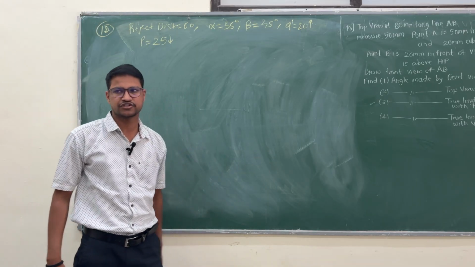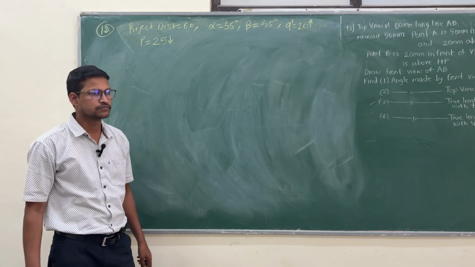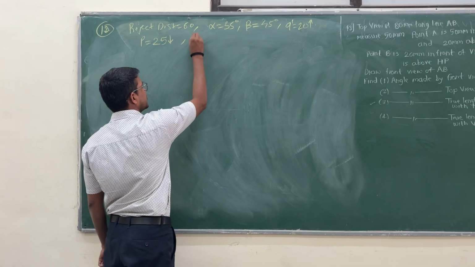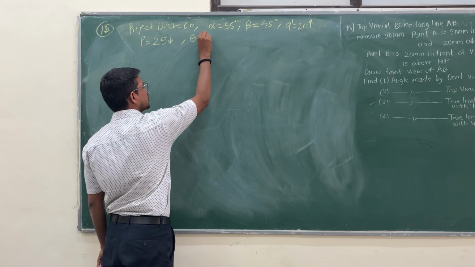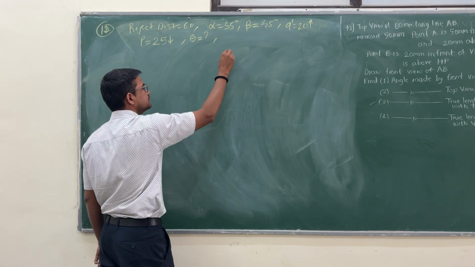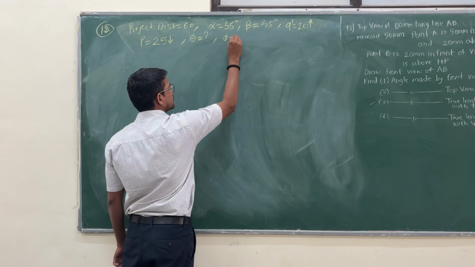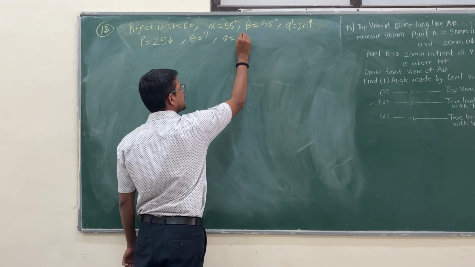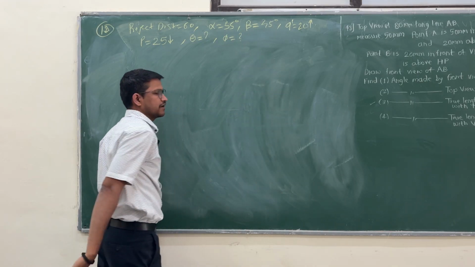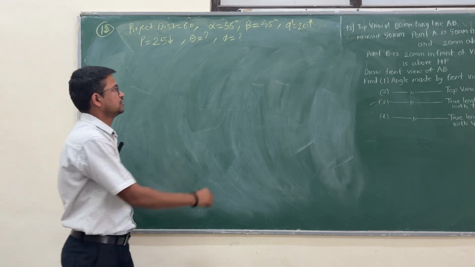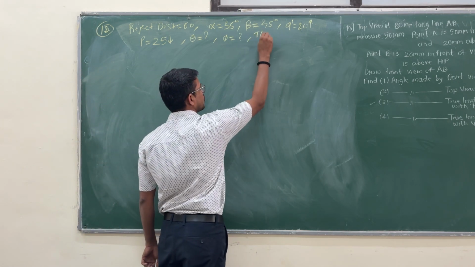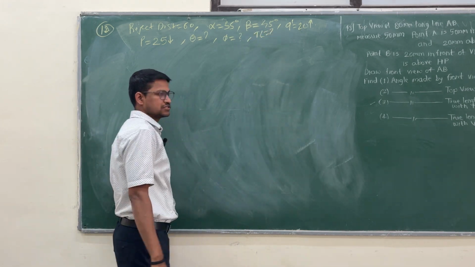P. Right. Next. Find first the angle made by true length with HP. It is denoted by theta. Next. Second, the angle made by true length with VP. Angle made with the vertical plane. It is denoted by phi. And find true length. So TL is equal to how much? So these three things they want.